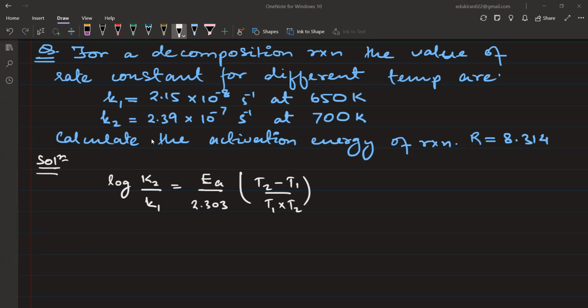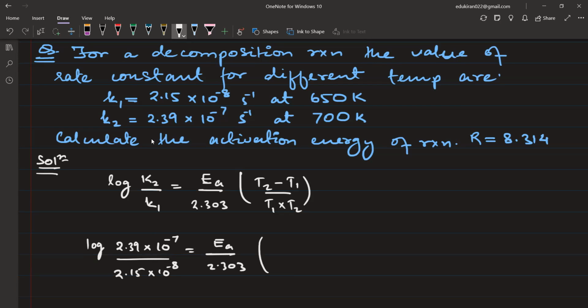Now log K2 upon K1. So log of K2 is 2.39 into 10 to the power minus 7 upon 2.15 into 10 to the power minus 8. This will be equal to EA upon 2.303. T2 minus T1 is equal to how much? 700 minus 650. Divide by 650 into 700.